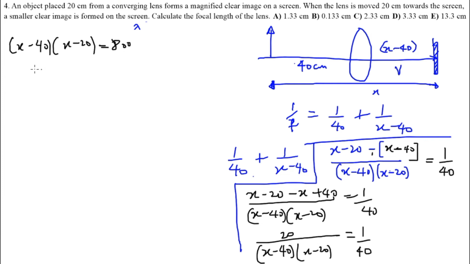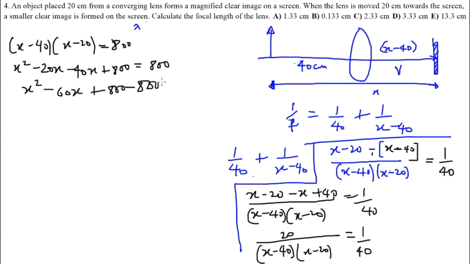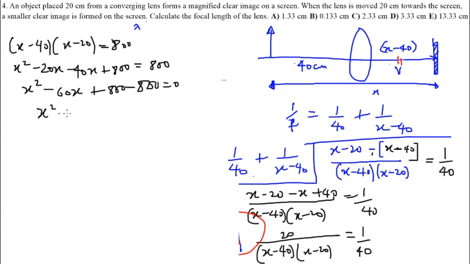Of course, if we expand this bracket, that should be x squared minus 20x minus 40x plus 800. That is, x times x is x squared, x times minus 20 is minus 20x, minus 40 times x is minus 40x, minus 40 times minus 20, that should be plus 800, which is equal to 800, which means that x squared minus 60x plus 800 minus 800 is equal to 0. So this is x squared minus 60x equal to 0.